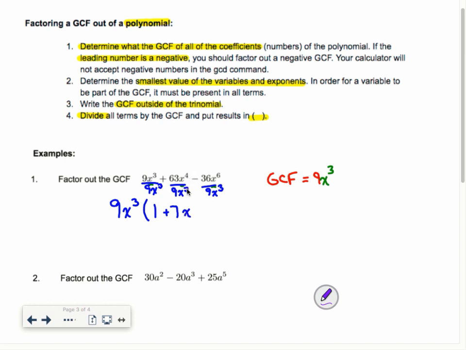Then I go on to this one, negative 36x to the sixth divided by 9x cubed. Negative 36 divided by 9 is a negative 4. And then x to the sixth divided by x cubed. 6 on top, 3 on bottom, cancel. You're left with 3 of them on top. That right there is your answer to factoring out a GCF.